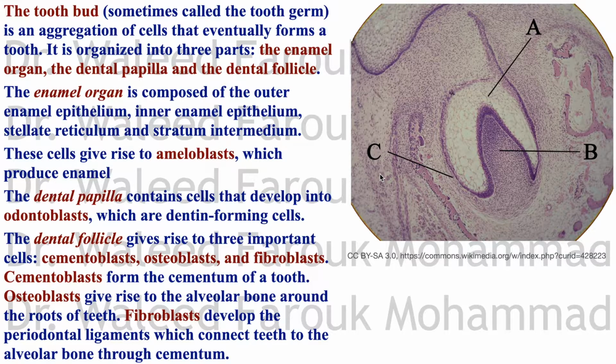Now, the dental papilla contains cells that develop into odontoblasts, and as we studied before, the odontoblasts are responsible for dentin formation. The dental follicle comprises many cells like cementoblasts to form cementum, osteoblasts, and fibroblasts. The cementoblasts form cementum, the osteoblasts form the alveolar socket around the tooth, and the fibroblasts are responsible for formation of the periodontal ligament that will fix the tooth in place.